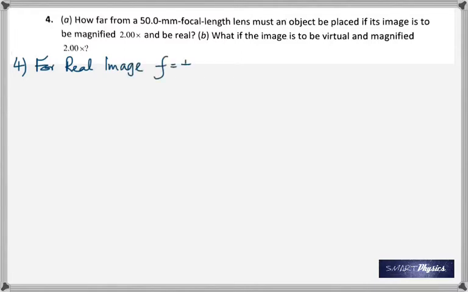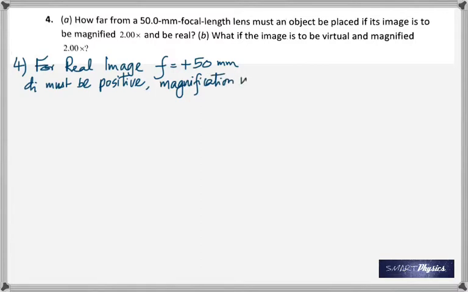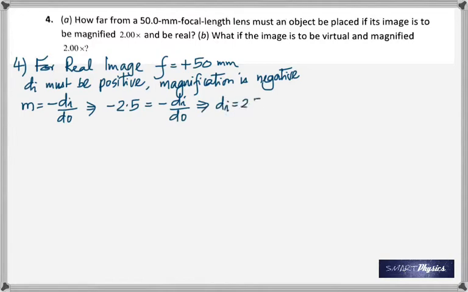So again, for a real image, this is a converging lens. That's why it's able to produce a real image. So therefore, focal length is positive. And DI must be positive because magnification must be negative. So M is negative DI by DO. Magnification is negative. Oh, I'm using 2.5. So the question says 2, but I'm using 2.5 and it's too late to change it now.